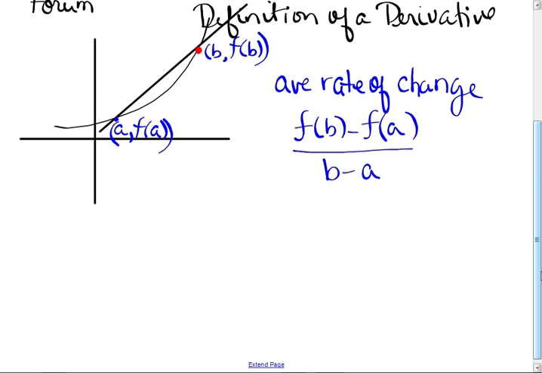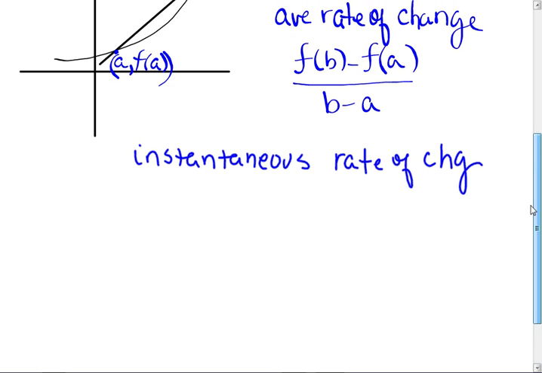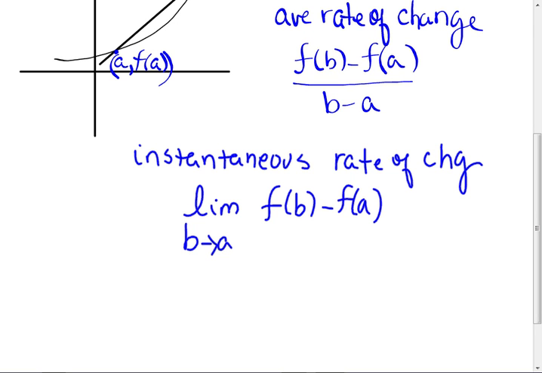So what is an instantaneous rate of change? Now, they could ask you to do something with the definition of a derivative. What is the instantaneous rate of change? It's the limit as b approaches a. I did the alternate definition by accident. That's okay. Of f of b minus f of a all over b minus a.